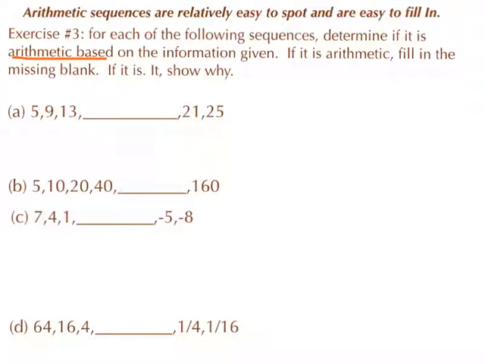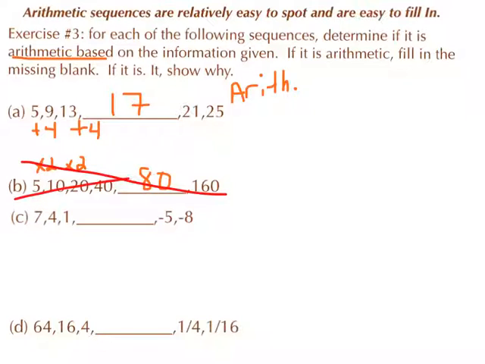So let's look at A. 5 to 9. How do I go there? Then to 13. Well, the pattern is add 4. Is that arithmetic? Well, I said if it's adding or subtracting, so therefore it is. 13 plus 4 gives me 17. That is arithmetic. B. How did I get from 5 to 10, and then from 10 to 20, and then 20 to 40? Well, I multiplied by 2. 40 times 2 is going to give me 80. This is not arithmetic. This is geometric.